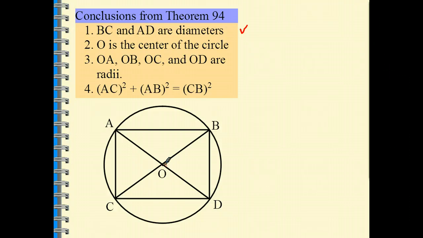O has to be the center of the circle. That's where our diagonals cross, and it has to be the center. That's the only way that a rectangle can be inscribed in a circle, is if O is at the center. So that means that OB, OA, OC, and OD are all radii, and we know they're all congruent. And we can use the Pythagorean theorem to say that AC squared plus AB squared is going to give us CB squared, looking at this right triangle right here. Now we can use that same scenario to find AD, saying that AB squared plus BD squared will equal AD squared.